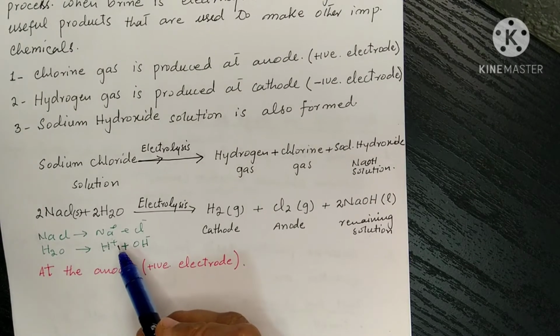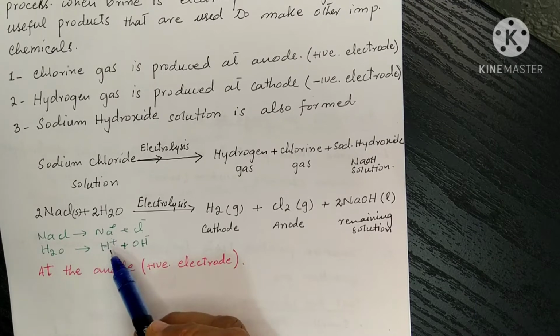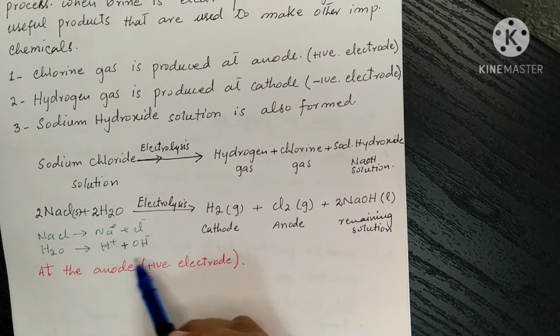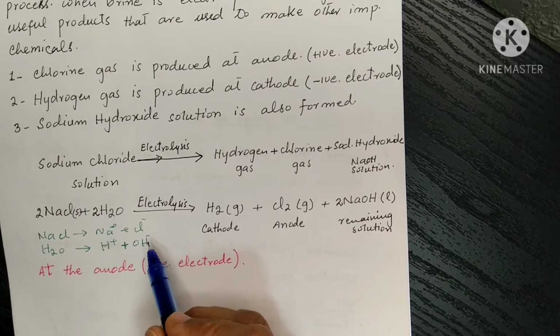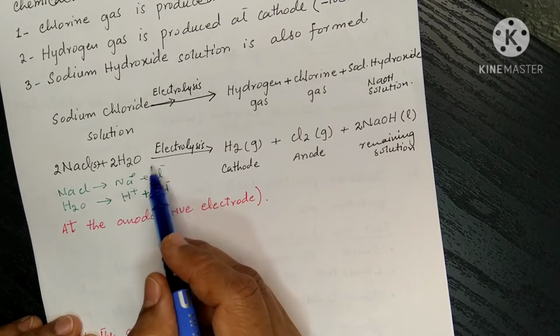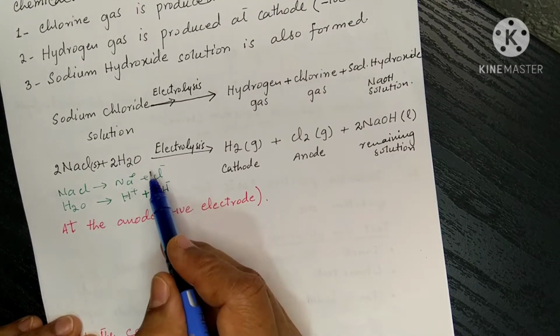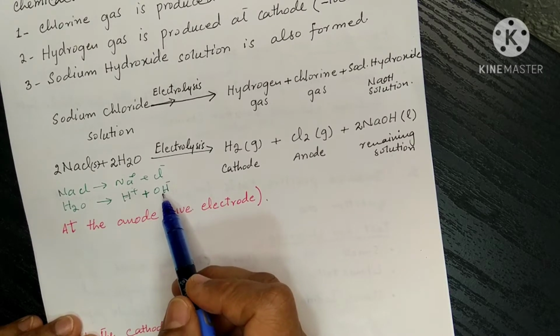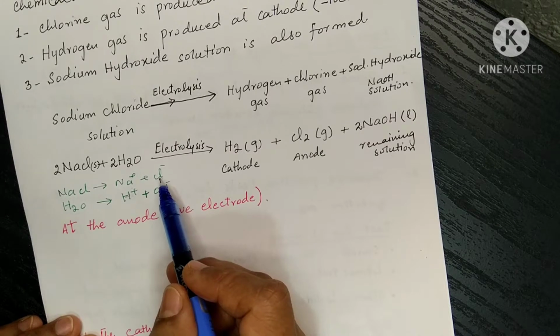Now, during the electrolysis process, sodium and hydrogen ions, they are positive ions. They move towards the cathode. Chloride and hydroxide ions move towards the anode. When they reach the anode, there is competition between these two negative ions. Chloride ions are more as compared to hydroxide ions. So chloride ions, they will oxidize by losing the electron.